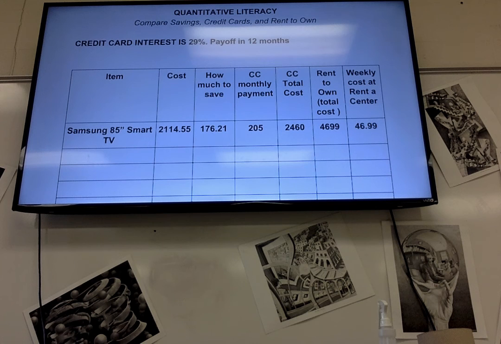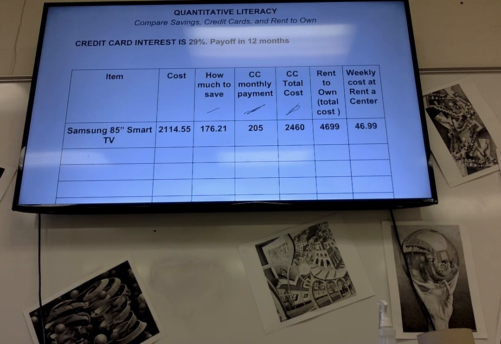We are going to compare the cost of items. We're going to talk about savings for those items. If you do it on a credit card, what the monthly payment would be, total cost on a credit card, rent-to-own total cost, and the weekly cost, so that you can easily look at this and compare it. For example, I looked up a Samsung 85-inch smart TV at the local rent-a-center in Jonesboro.